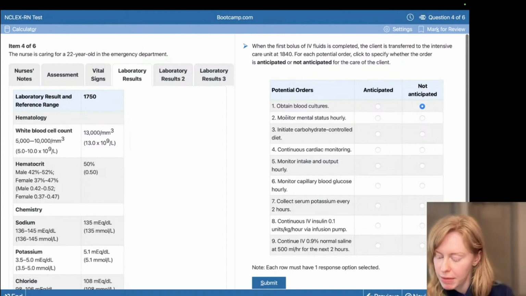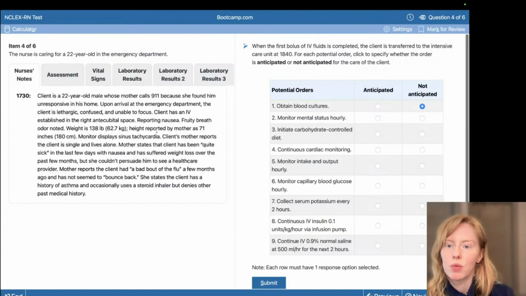Good. Monitor mental status hourly. Yes, right? We've got an abnormal mental status. We're told this patient is lethargic, confused, and when we're giving IV fluids, we can cause some rapid fluid shifts, including with the brain. So when you're treating DKA, you're watching for signs of cerebral edema. So they come in lethargic, and our treatment is going to be putting them at risk for cerebral edema. So it's very important to monitor their mental status.